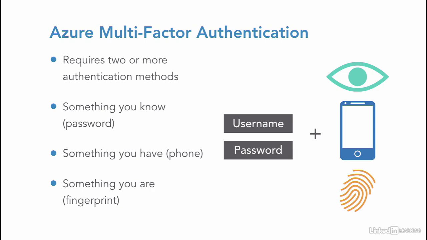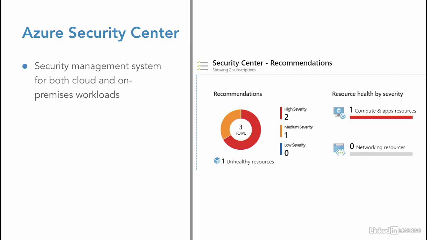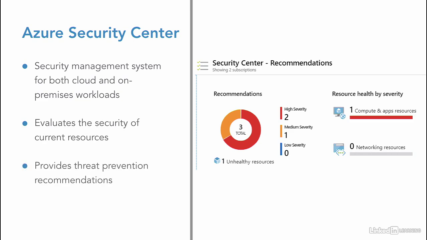Now let's move on to security tools. These are tools that allow us to look into our Azure environment and see if anything is off. And the first place we're going to start is the Azure Security Center. The Azure Security Center is a security management system, and not only does it work with Azure, but it will also work with your on-premises workloads as well. It will evaluate the security of your current resources, and it will provide threat prevention recommendations as well as threat detection alerts. And from my simple example here, you can see that I do have a couple of alerts. And the ones in red let me know that it's high severity and I should probably look at them soon.